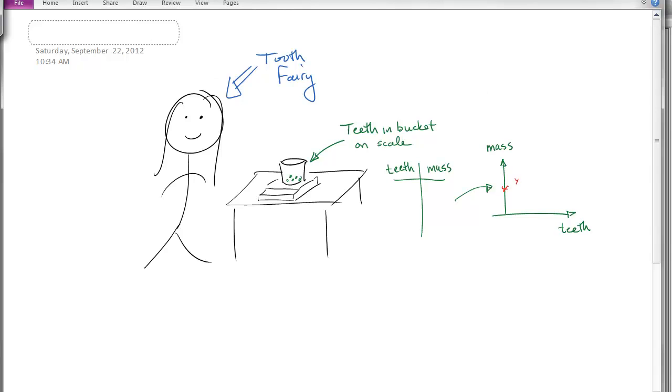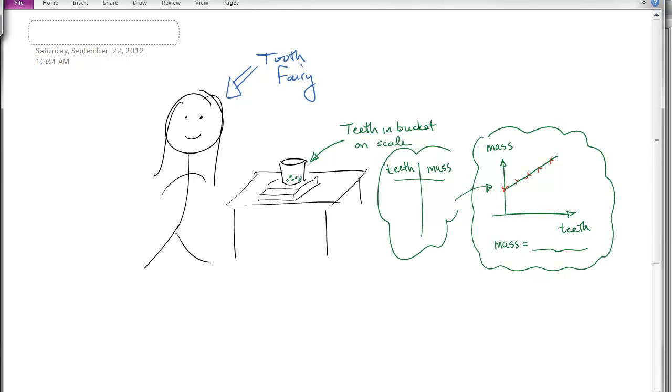With data points, and then fitting a line to it, or a curve, in this case a line, and trying to get an equation for that. So something that will say mass equals, and then something over here. That's the story that we want to go through right now. How do you do this in Fathom?